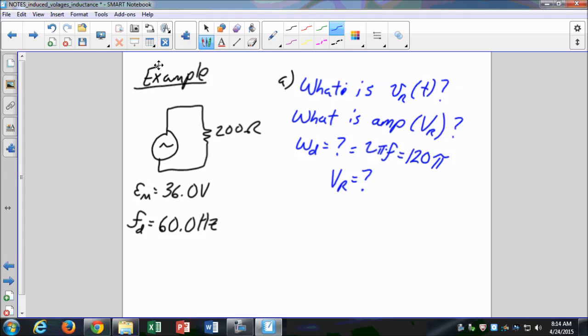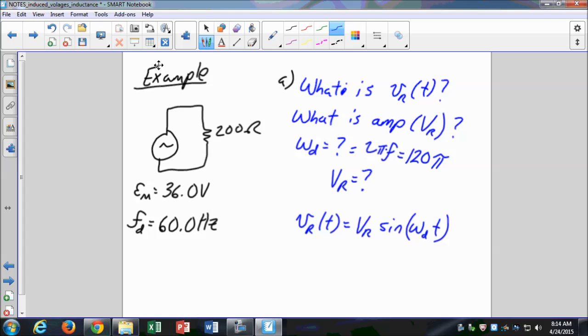Not complicated. What is my VR? This is the maximum. Let me write the function for little VR, which we know to be, as a function of t, equal to VR times sine omega dt. You'll have that function, sine omega dt, under little VR.